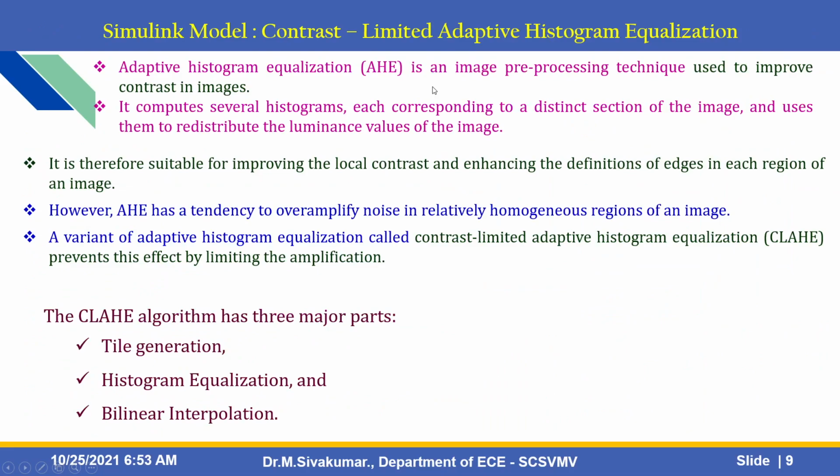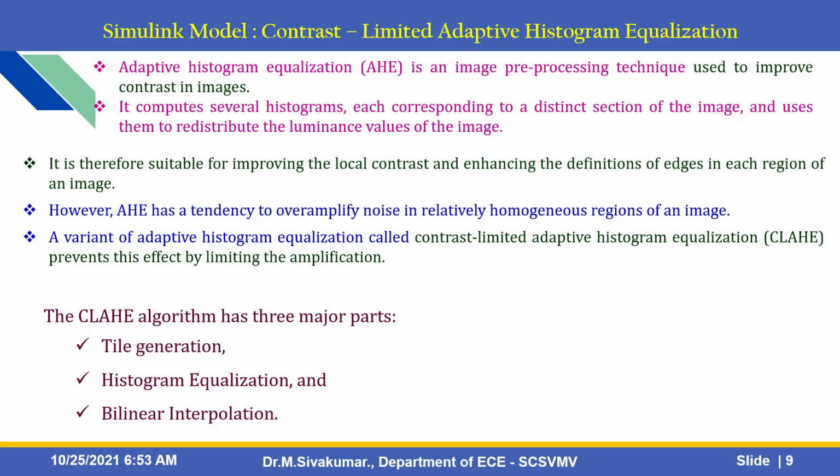Then, contrast limited histogram equalization: what are the parts of the algorithm? It is an image processing technique used to improve contrast in the image. It computes several histograms which correspond to distinct sections of the image, and uses them to redistribute the luminance values of the image. It is therefore suitable for improving the local contrast and enhancing the definition of the edges in each region of the image. However, AHE has a tendency to over amplify noise in relatively homogeneous regions of the image, so the CLAHE algorithm is employed here.